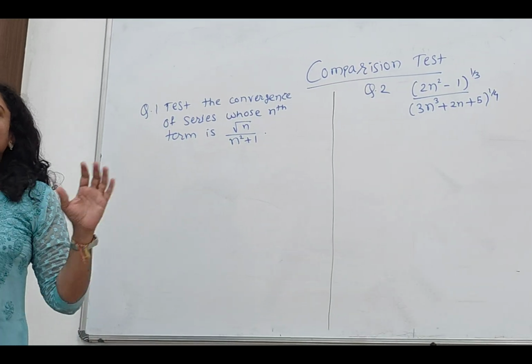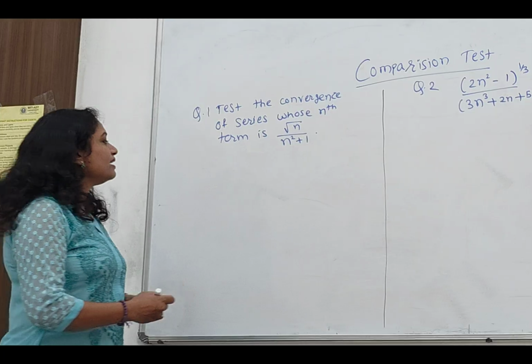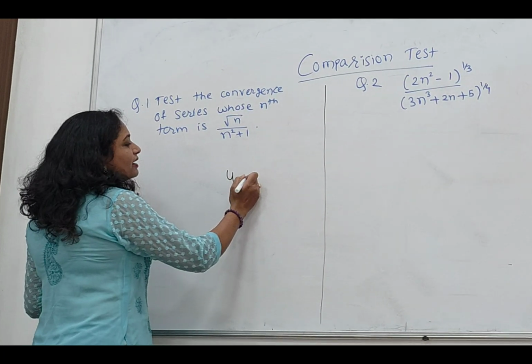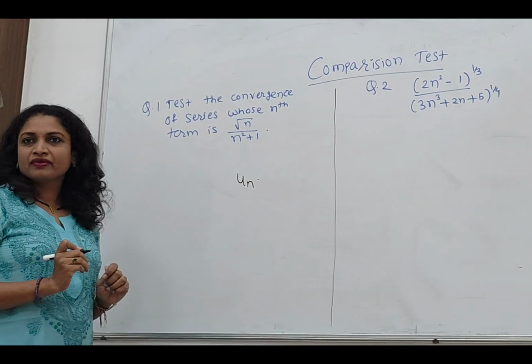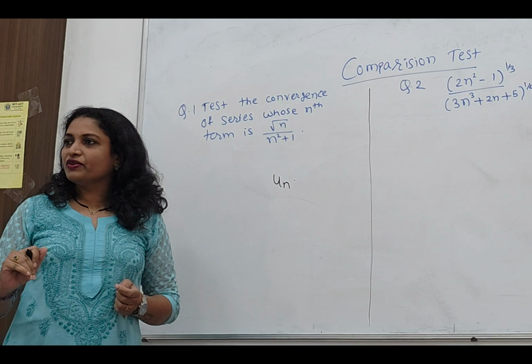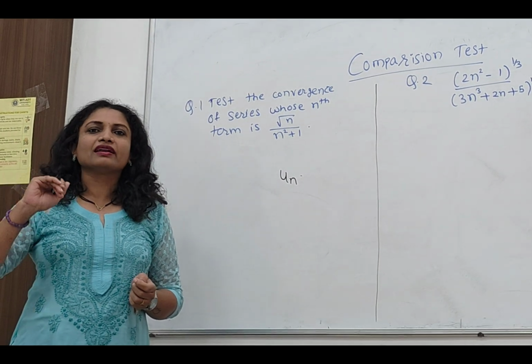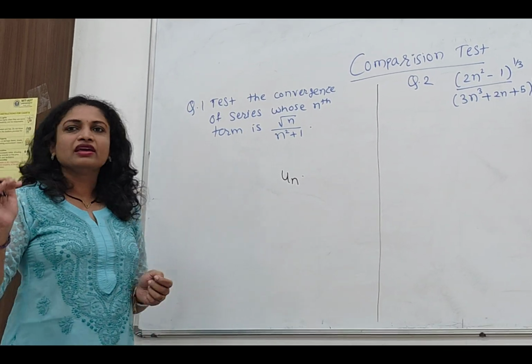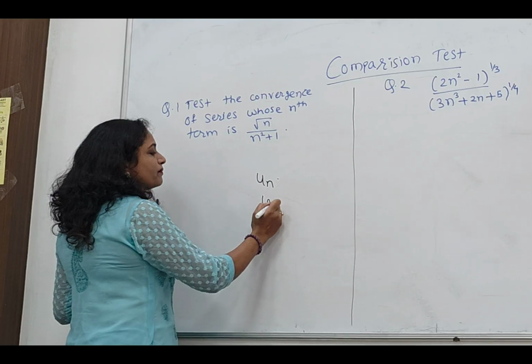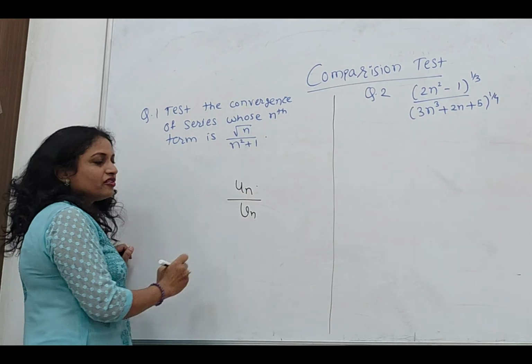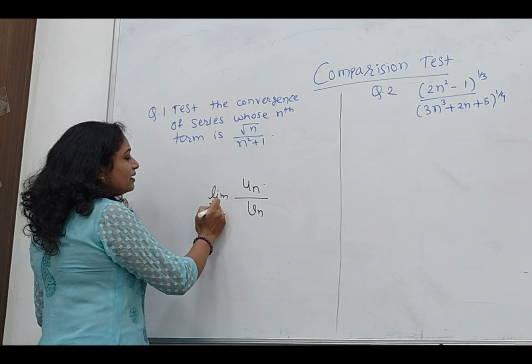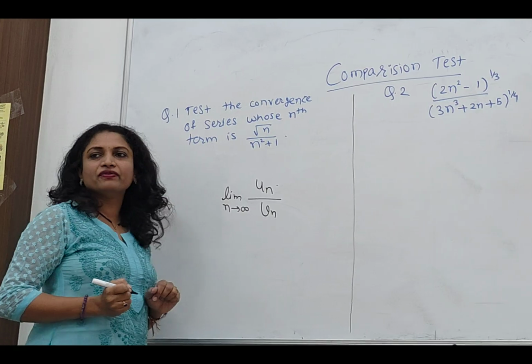In the comparison test, what you need to do is, Un is given to you. Un is nothing but the nth term of the series. Depending on the nature of Un, on the powers of the numerator and denominator of Un, you can find Bn. Take their ratio and its limit as n tends to infinity.